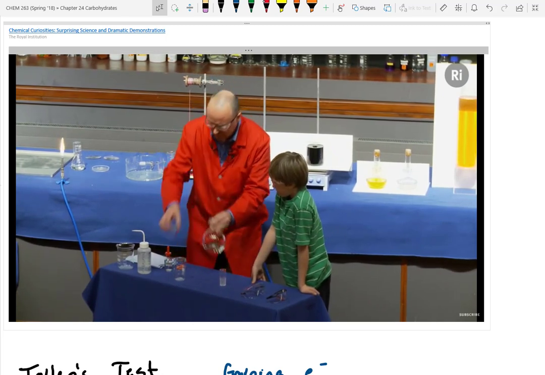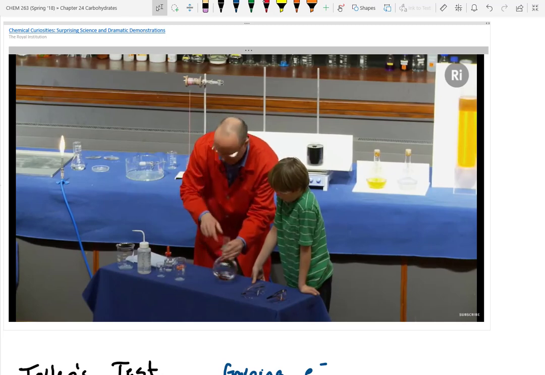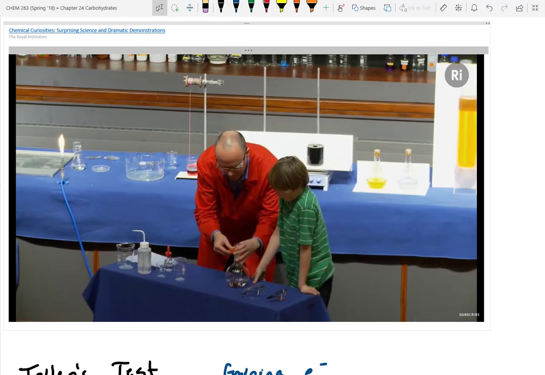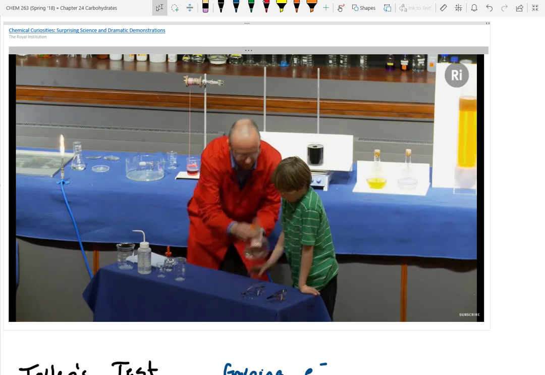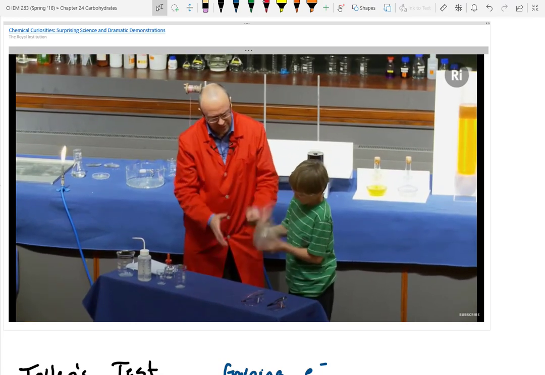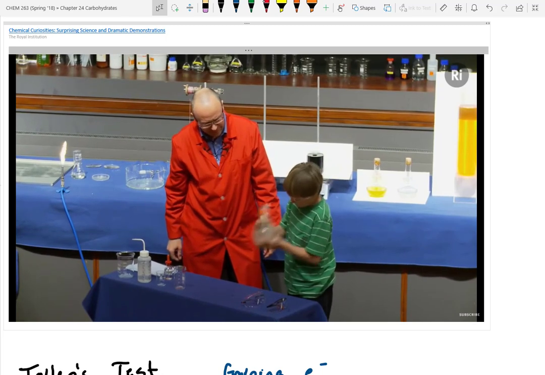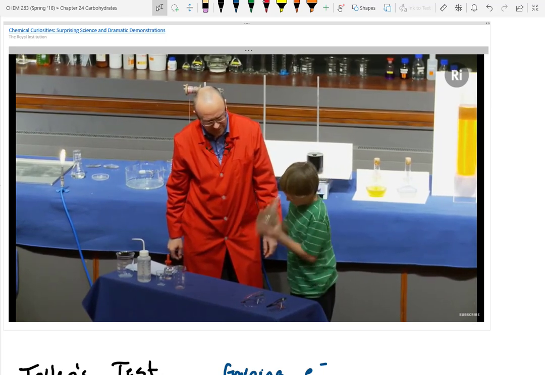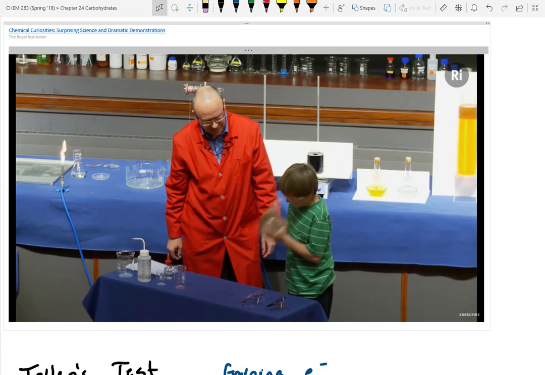So there's the glucose. I'm going to put the lid on, put a clip on. I'm going to give it to you, Dylan. I want you to hold that, and I want you to give it a really good shake. That's it, really hard shake, that's good. That's it, keep shaking.